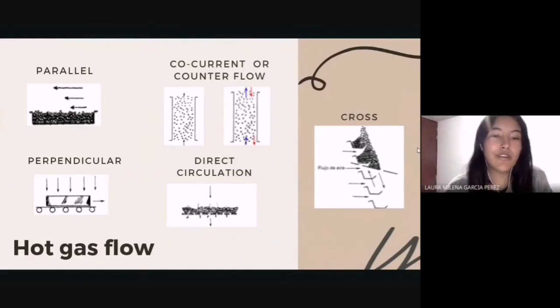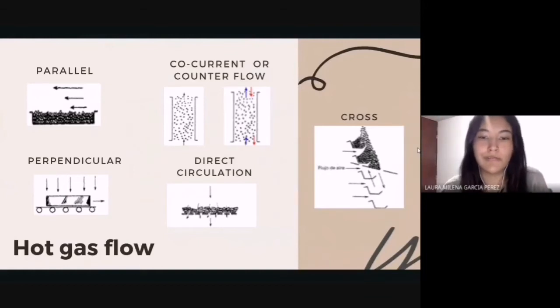In direct circulation, the gas penetrates and flows directly through the interstices of the solids, circulating in a free way. And when it's crossed, the direction of the gas flow is at right angles in relation to the movement of the solids. And next, please.